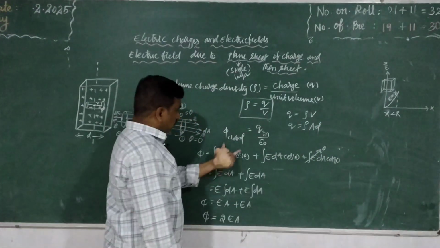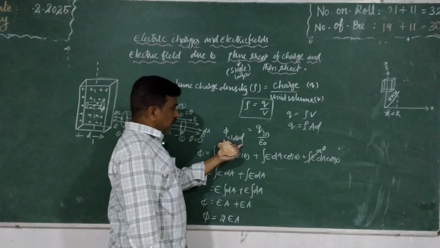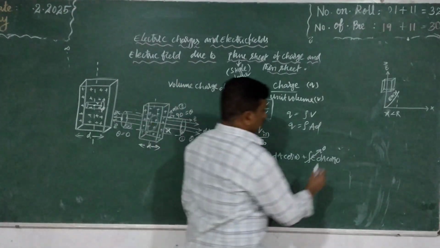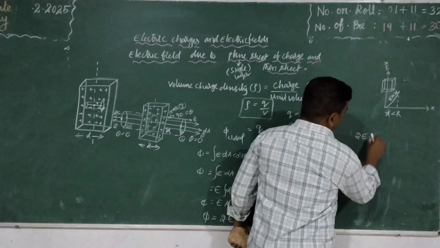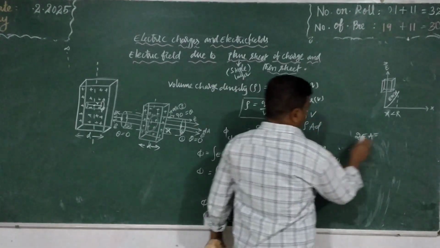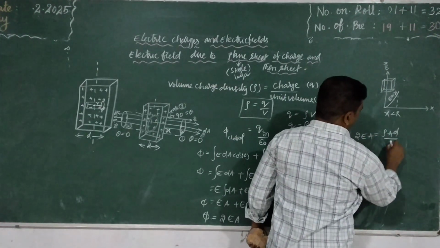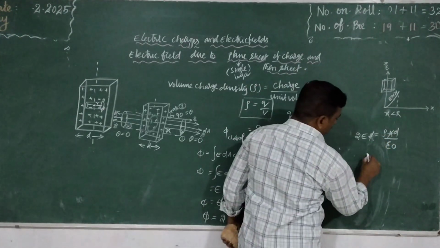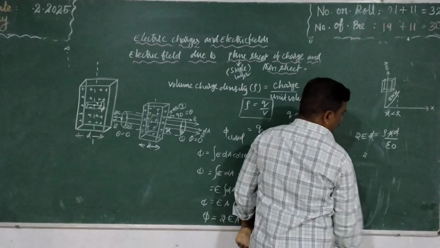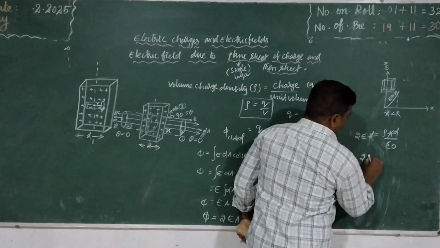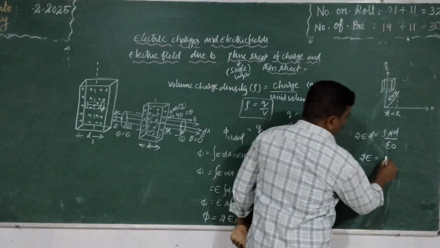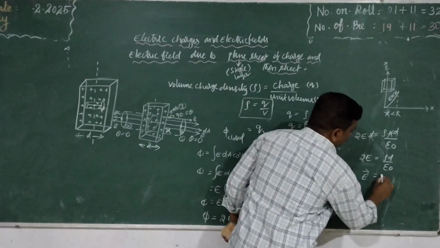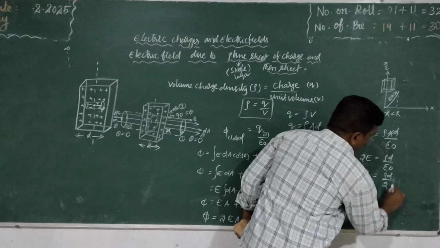Now, what is the statement? Flux through the closed surface equals Q inside by epsilon naught. The flux through the closed surface here is 2EA, so 2EA equals rho A d by epsilon naught. The A cancels. What do we get? 2E equals rho d by epsilon naught, so E equals rho d by 2 epsilon naught.